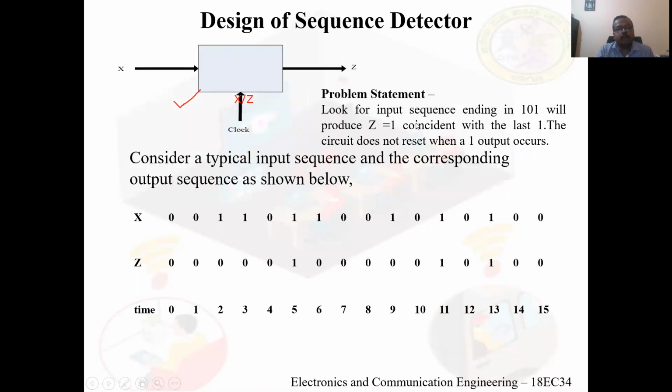As I showed here, we have this sequence 1 0 1, the output Z will be 1, and also we have 1 0 1 here. This is the last input for this sequence, and this 1 is the first input for this new sequence here.